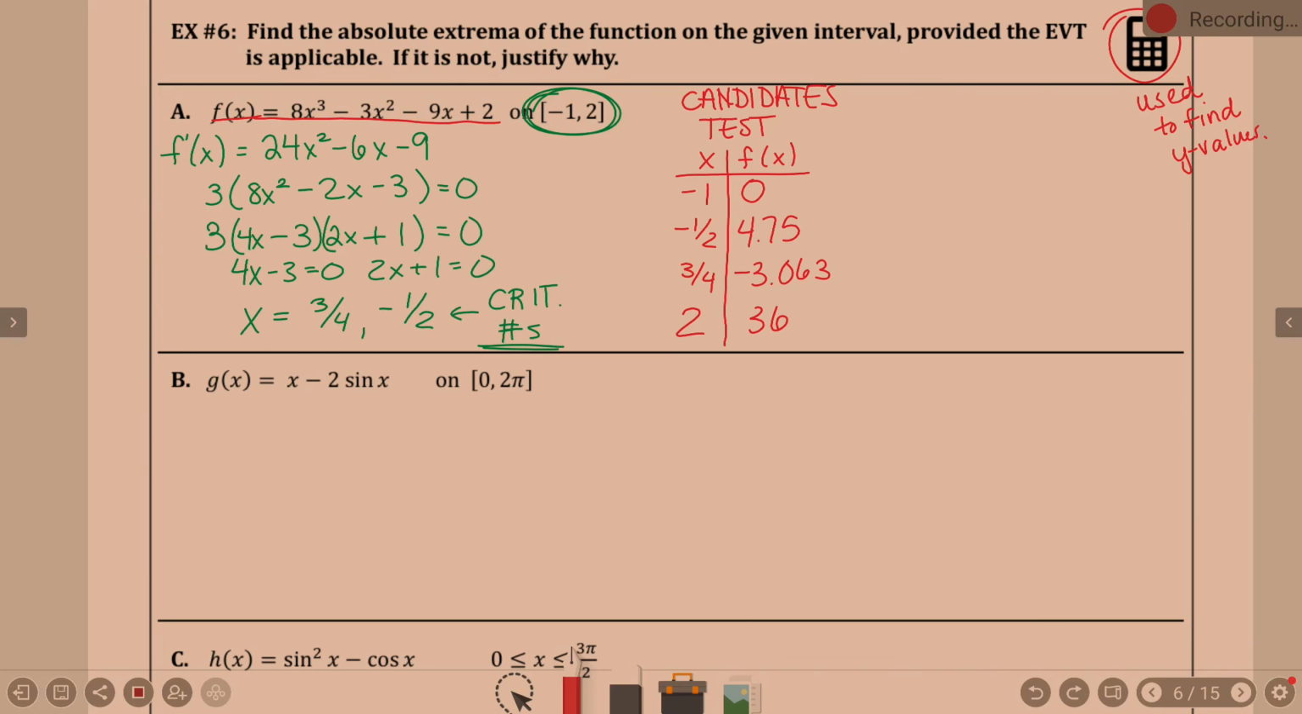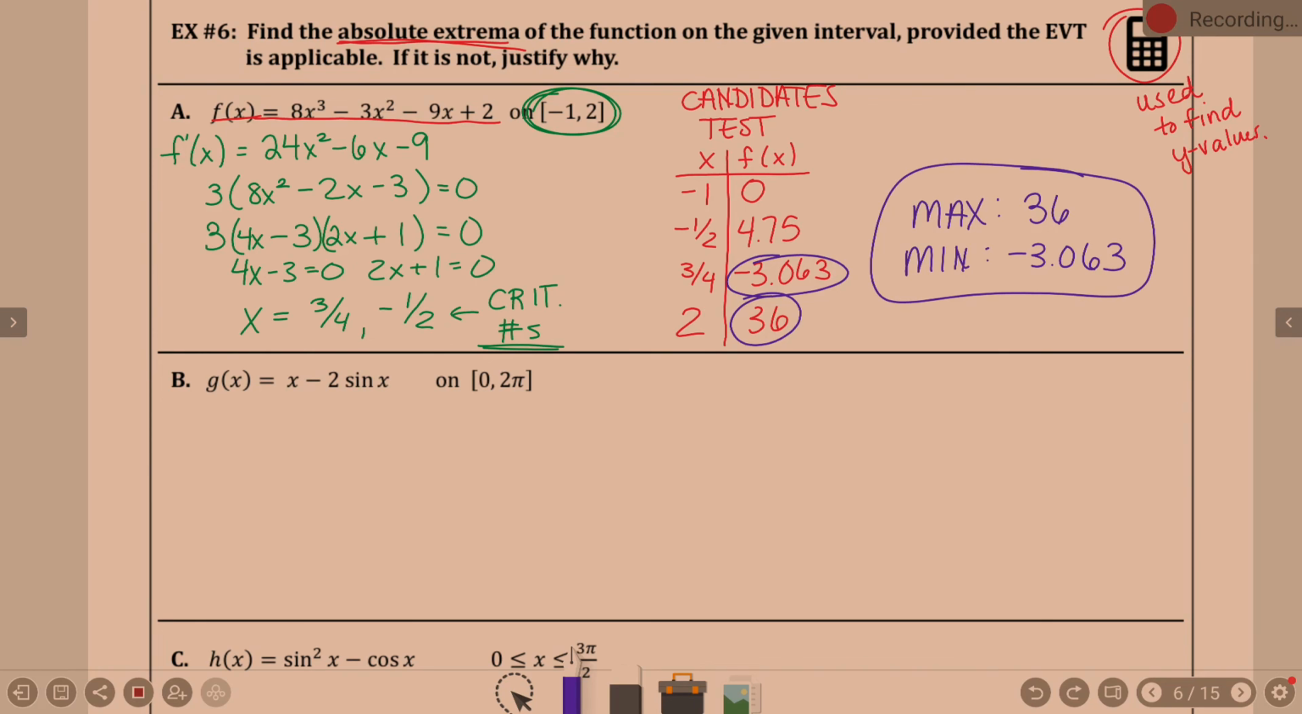Why did you do that? Because I need to find my absolute extrema. Where is my absolute max? Where is my absolute min? So where's my absolute max? Which is the highest y value? 36. What's my absolute min? The negative 3.063. So my absolute max is 36. My absolute min is negative 3.063.